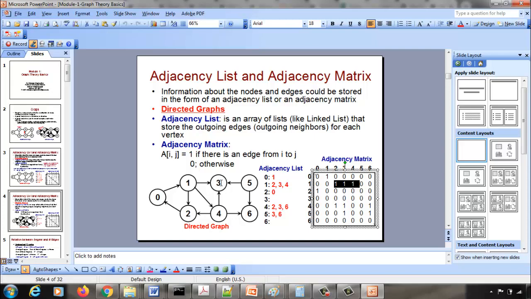Now for node 3, you don't have any outgoing edge to any other node. So in the row for node 3, all entries will be zeros because it doesn't have any outgoing edge to any other node. Okay.